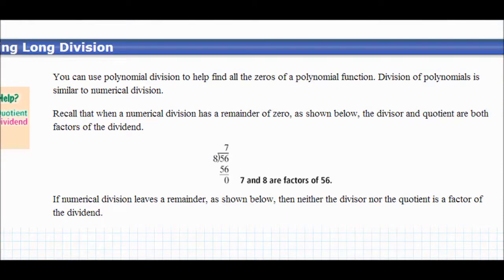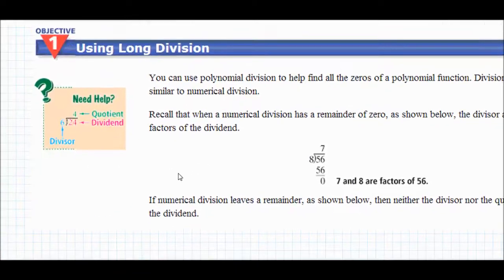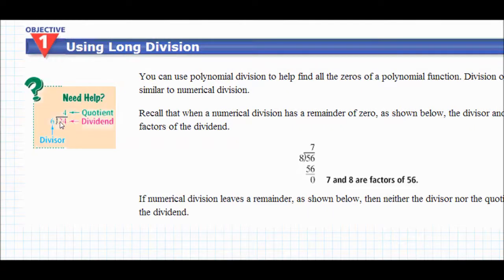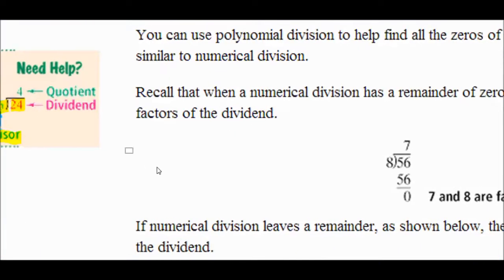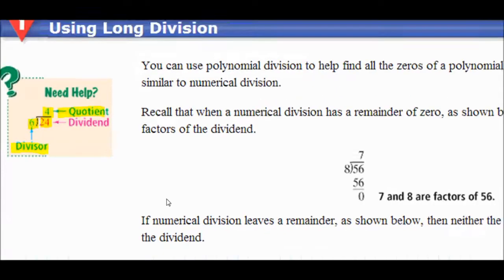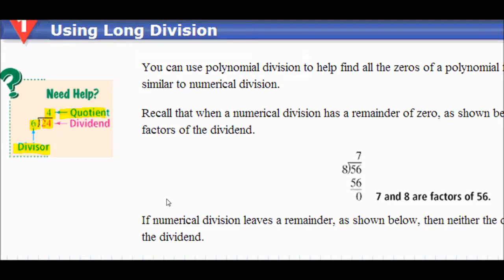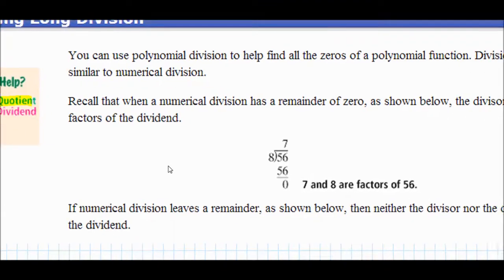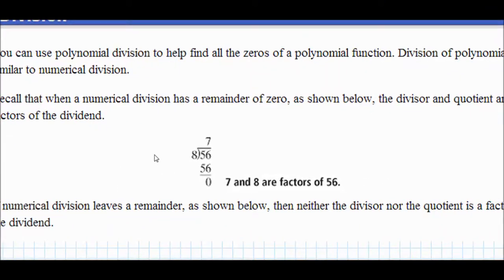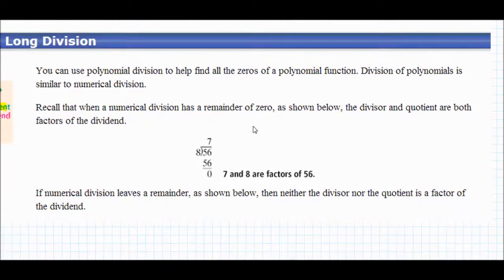First thing, let's slide over to this corner to make sure we understand the terms when we talk. When we divide a number, it's the divisor. So if I'm trying to divide 24 by 6, 6 is the divisor. And whatever the top part of the division is, is the quotient. So 24 is the dividend, 6 is the divisor, and 4 is the quotient. So you can use polynomial division to help find all the zeros of a polynomial function.